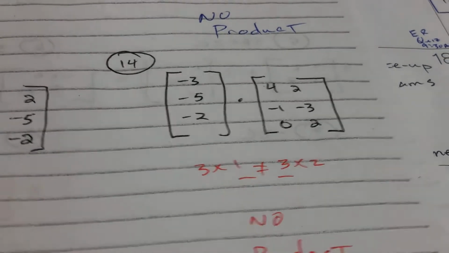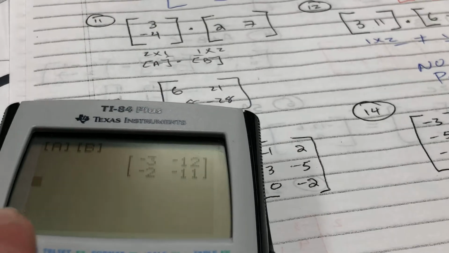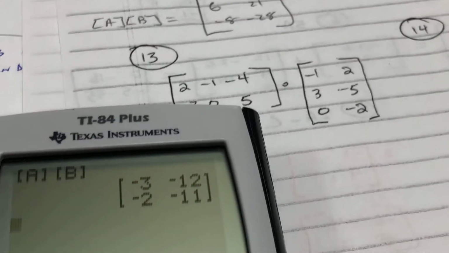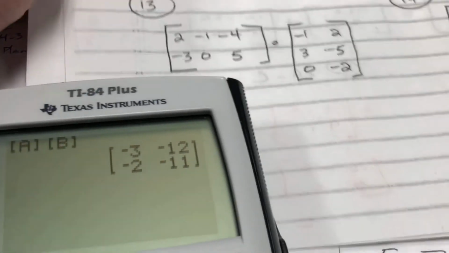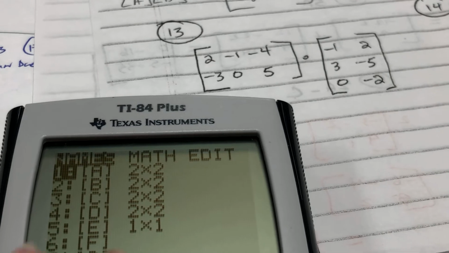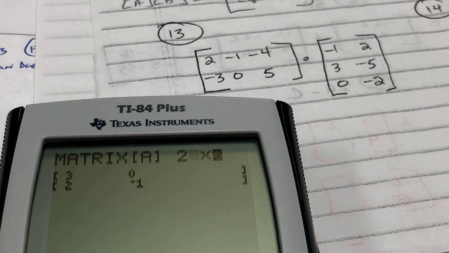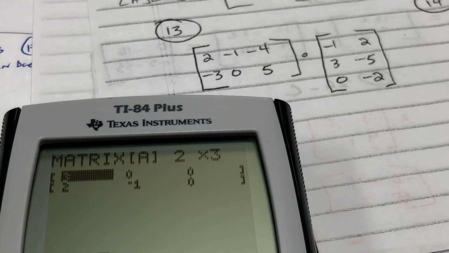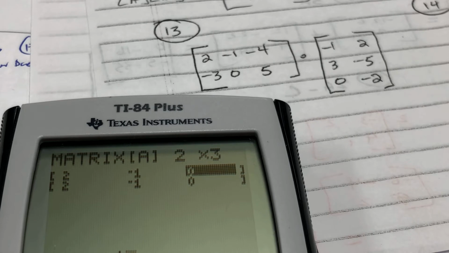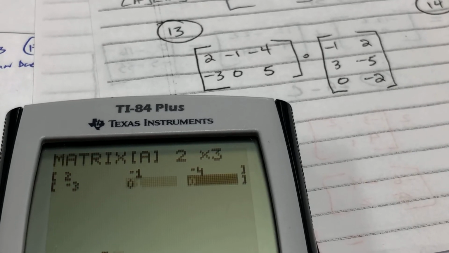Let's talk about 13 together here. So on 13, all right, let's try to see if I can show both. All right, so I hit second, x to the negative first. I go over to edit. This time A is a 2 by 3. That matches up there. 2, enter. -1, enter. -4, enter. -3, enter. Not point, but 0, enter.